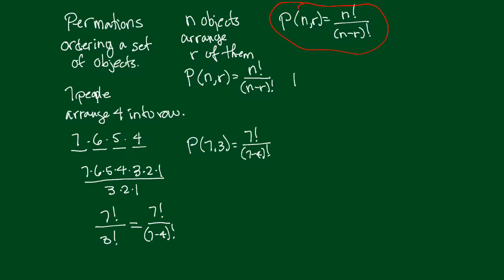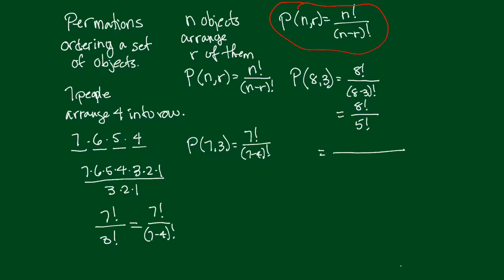So here's an example. What if you have, say, 8 objects and you want to arrange 3 of them? By formula, it's going to be 8 factorial over 8 minus 3 factorial. And now actually we can do some of this by hand. I'll get 8 factorial over what? 5 factorial? Now here's a nice little trick.